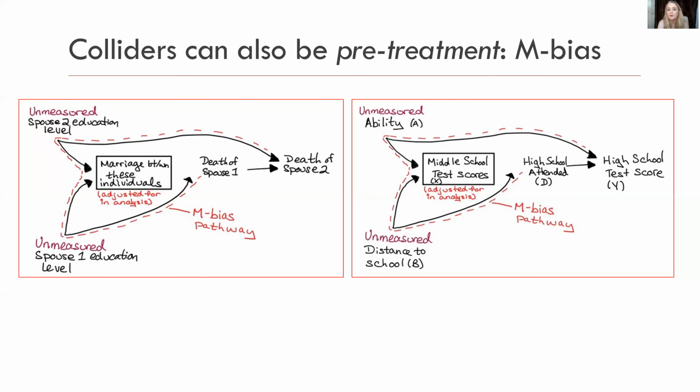And so now we have this variable, distance to school, which is a predictor of middle school test scores and a prognostic factor of high school attended, because where you live determines what schools you might be eligible to go to. So in this case, conditioning on middle school test scores could open up a collider that would make high school attended look like it's predictive of high school test score, even if it's actually not.